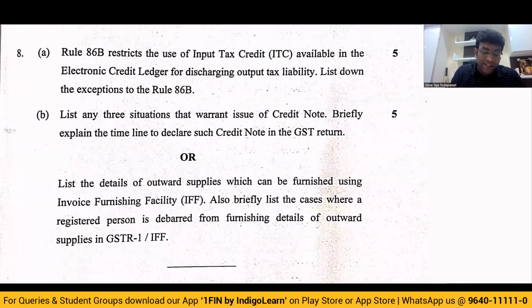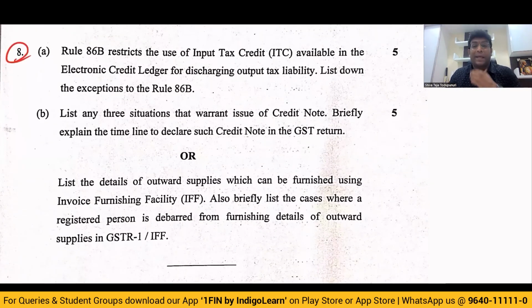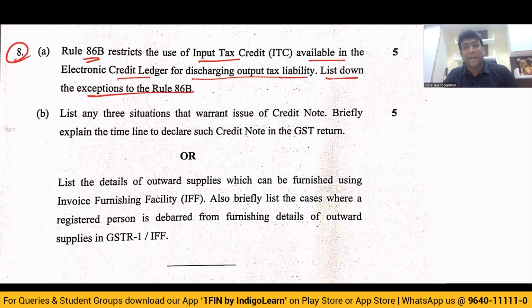Question number 8, my dear friends. Rule 86B, that is about your 1% to be paid using electronic cash ledger for those whose turnover is more than 50 lakh. Correct, my dear friends? Now see, it restricts use of ITC available in electronic credit ledger for discharging output tax liability. That means 99% you can use, 1% should be paid using cash ledger only. List down exceptions to Rule 86B.